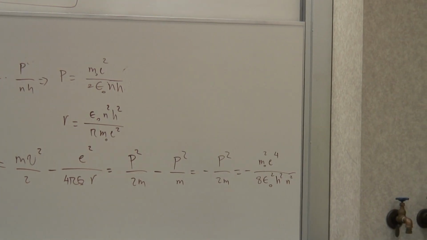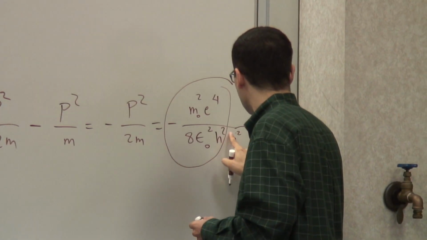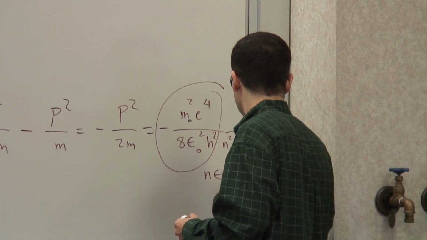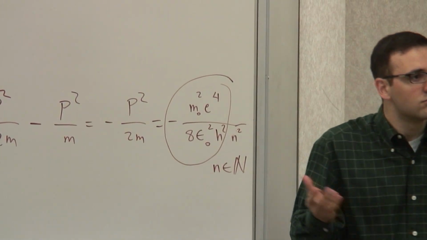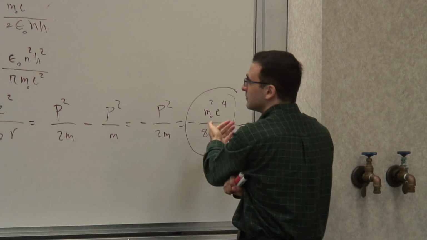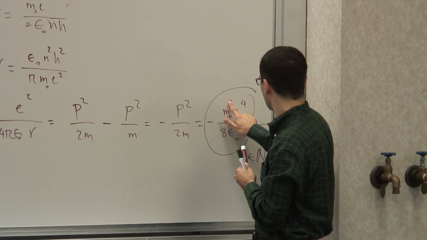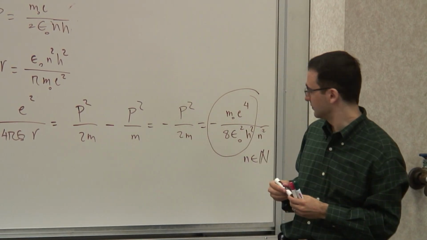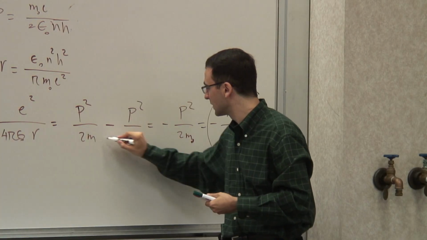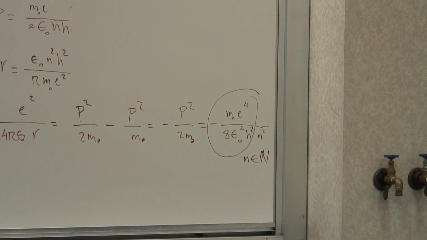Okay? So there's a whole bunch of constants here, and there's this n, which is an integer. So what is that constant, first of all? Oh, wait a second. This is divided by m, so one of these m's cancels. So what is this energy?